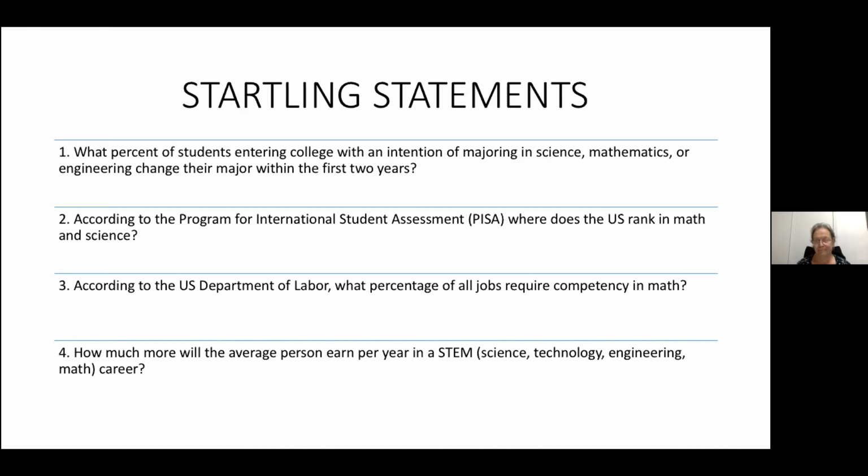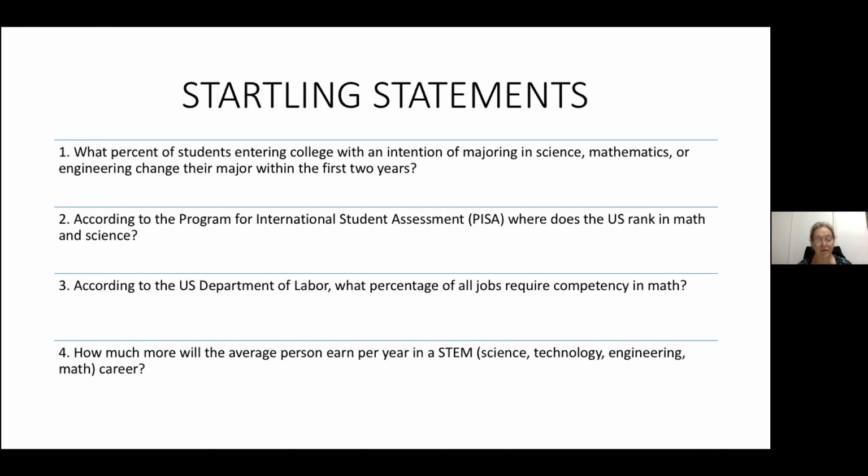70%? I'm sorry? 70%? Actually, that's very, very good. It's between 50 and 80%, depending on your source. So the majority of people who think they are going to have a STEM career change their minds and do something else within the first 2 years of college. That was great. Thank you.